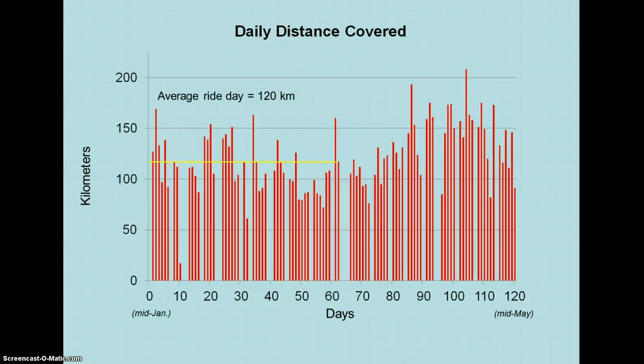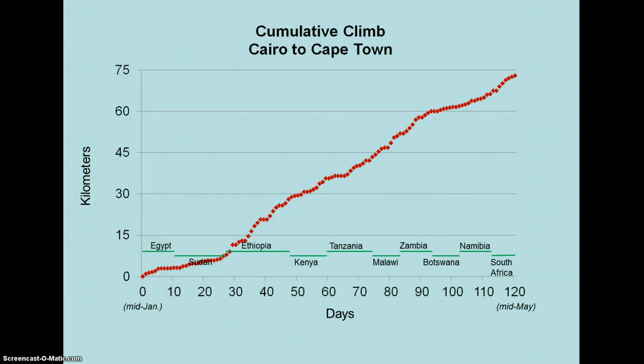If we look at the distance covered per day, again on the y-axis we see kilometers, we averaged about 120 kilometers per day. And about every 5 or 6 days we'd have a rest day, and that's why you see some gaps along the x-axis. The yellow bar is the average of 120 kilometers today. The red bar, each bar represents 1 day's ride. And you can see that one day we went over 200 kilometers.